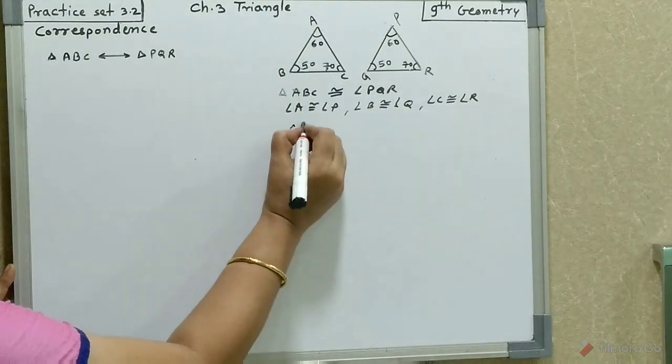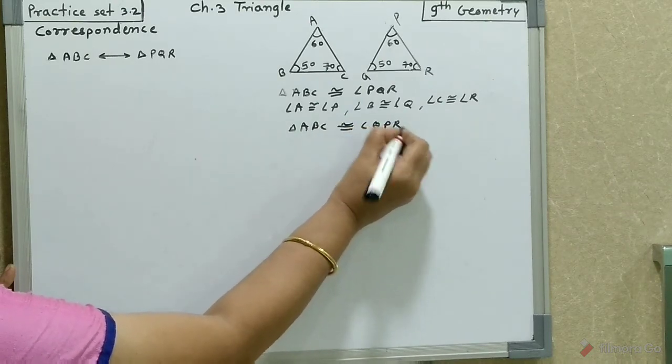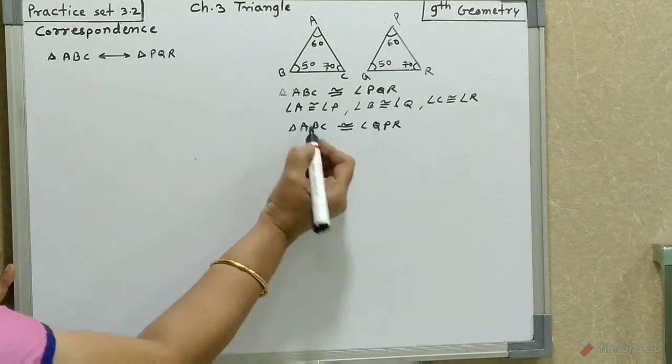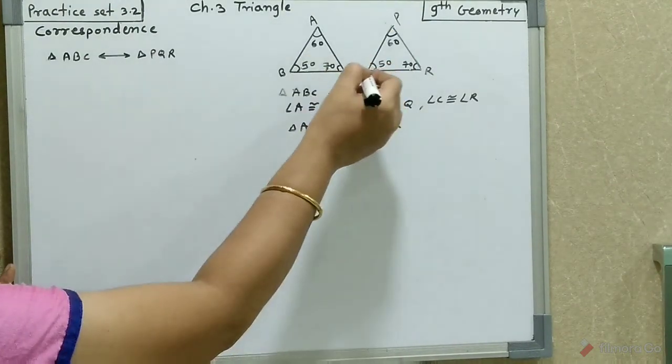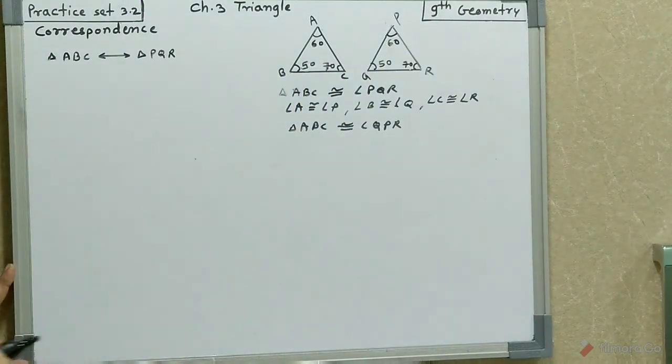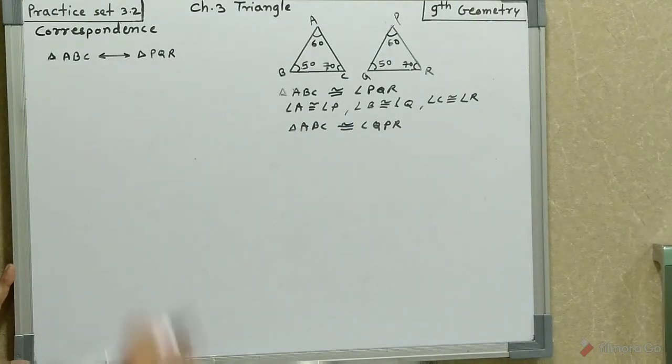Suppose I write triangle ABC congruent to triangle QPR. Is this correct? No. Why? Because A is congruent only to P, not Q. B is congruent to Q and C is congruent to R. So the first letter equals the first letter, the second letter equals the second letter, and the third letter equals the third letter. So remember one thing, when we have to change the correspondence, at that time we change both sides of the triangle. Correspondence is very important when we learn congruence.